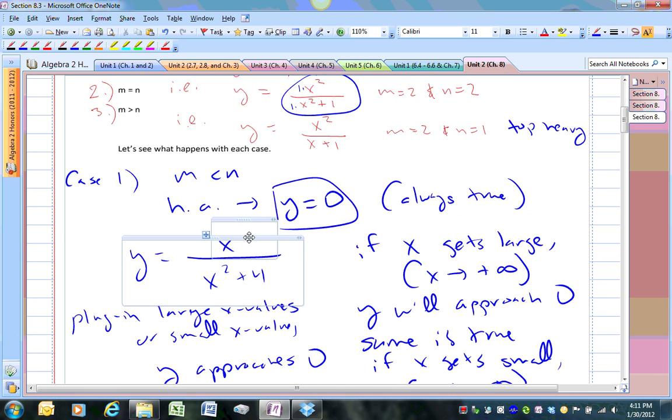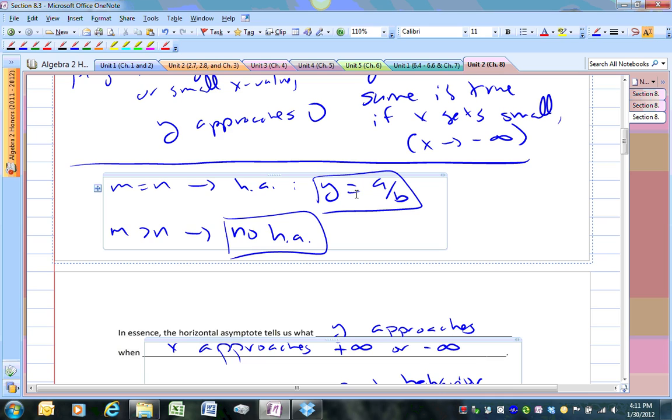So in case 1, it levels off at the x-axis, y equals 0. In case 2, it levels off at y equals a divided by b, the ratio of the leading coefficients. And for the third case, there is going to be no leveling off. Basically, y approaches infinity or negative infinity when x does the same thing.